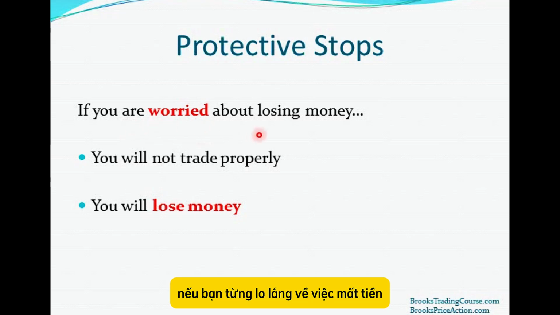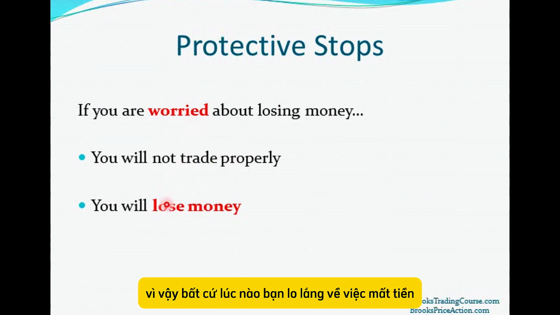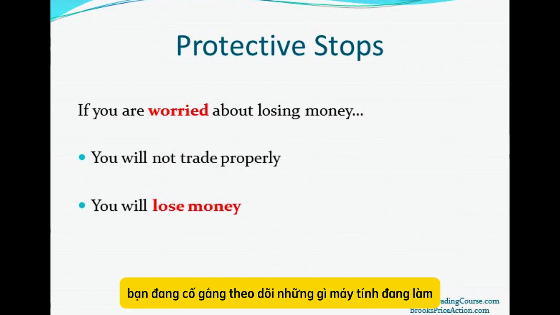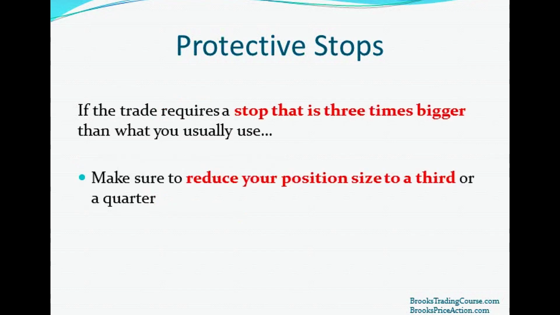If you're ever worried about losing money, you'll not follow your rules and you will lose money. So anytime you're worried about losing money, you will lose money because you will not be objective, you'll be emotional, and you're trying to follow what the computers are doing, and they're not using emotion. So you're doing something that the computers are not doing, and you will lose.